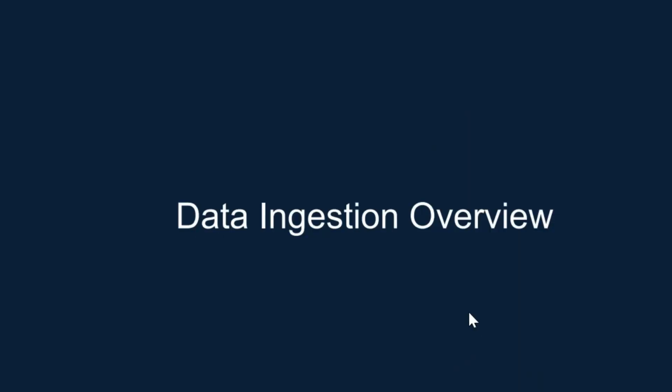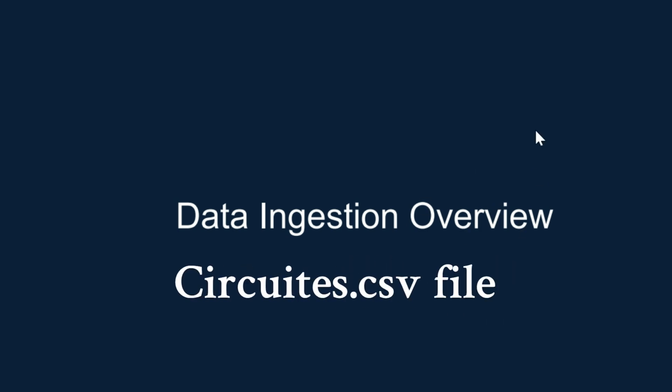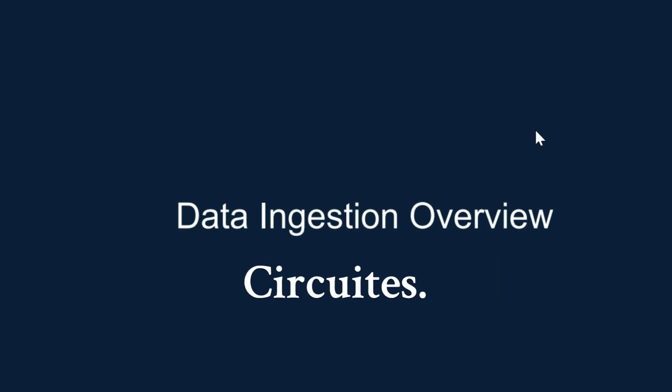Welcome back again. In the previous video I explained which area we are going to focus on. We considered taking a CSV file format, right? So now we are ingesting the circuits.csv file from our raw container to the process container. So let's get into it.